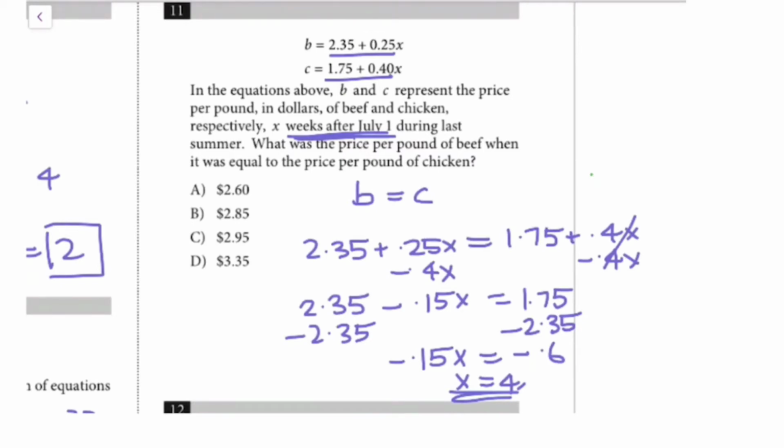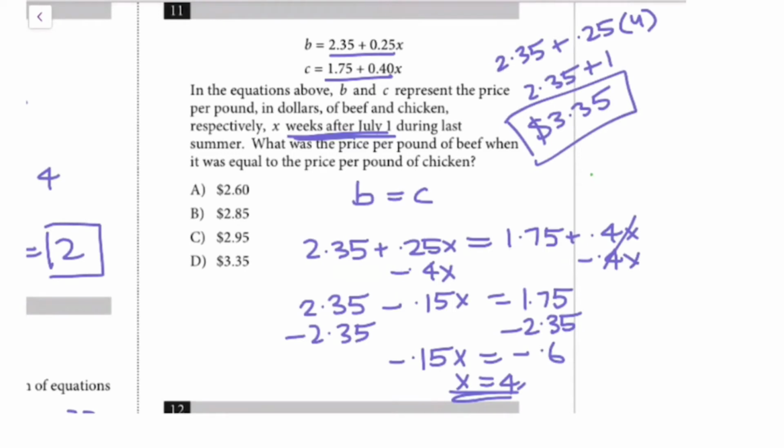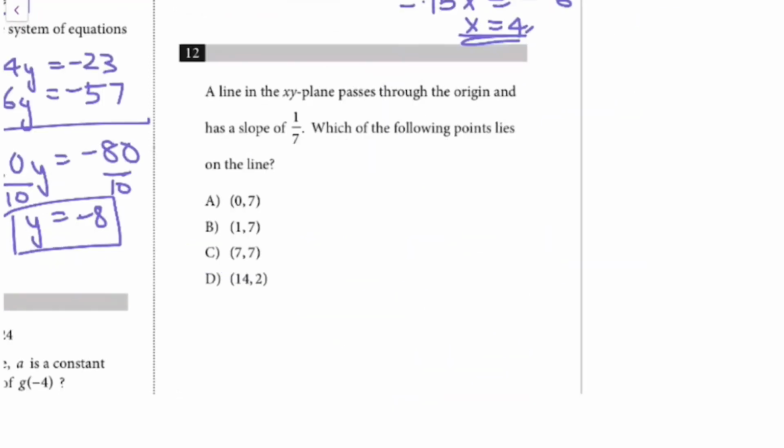So I'm just going to use beef over here. You could use either beef or chicken because remember the price is the same, but I'm going to substitute in 4 for x. So it should be 2.35 plus 0.25 times 4, which gives me $2.35 plus $1, $3.35, which is answer choice D.